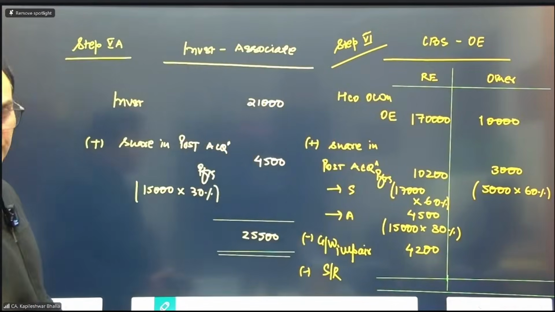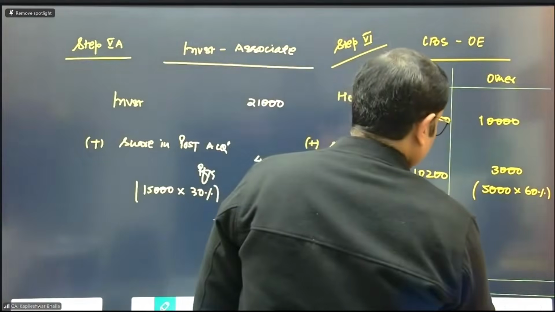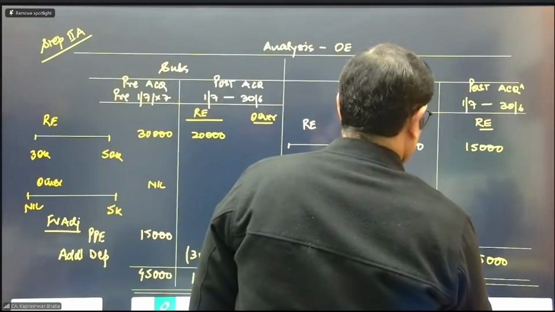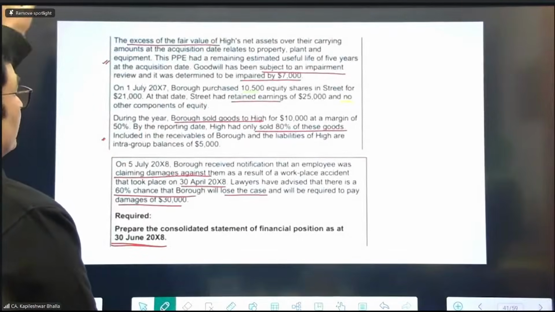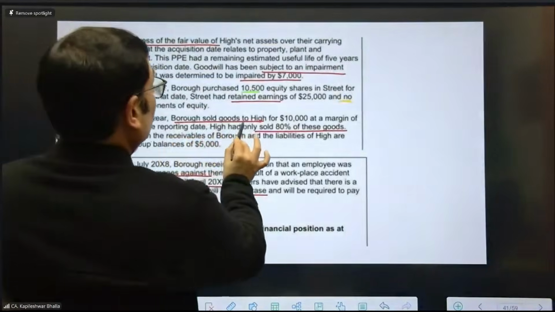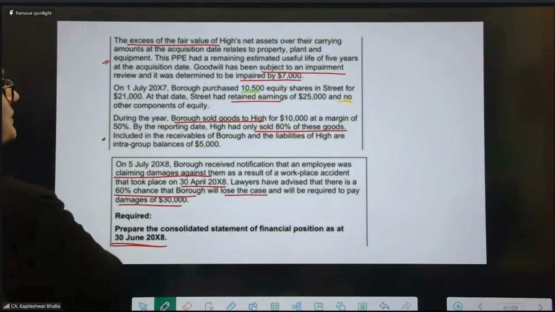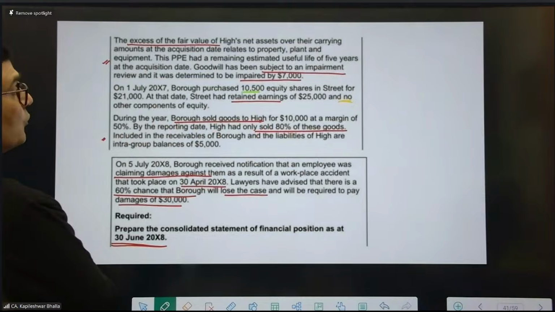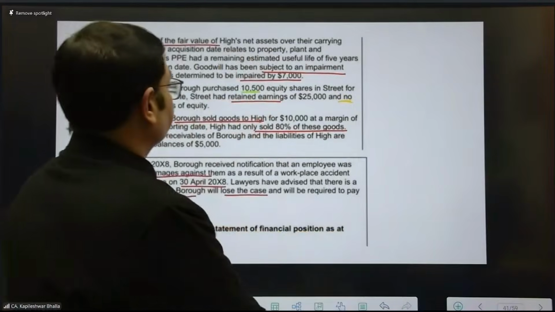So let's consider the stock reserve as well. Let's go back to the additional information on the stock reserve. Here we're given the stock reserve calculations. It says B sold goods to H for 10,000 at a 50% margin. So on 10,000, a margin of 50% would mean 5,000.